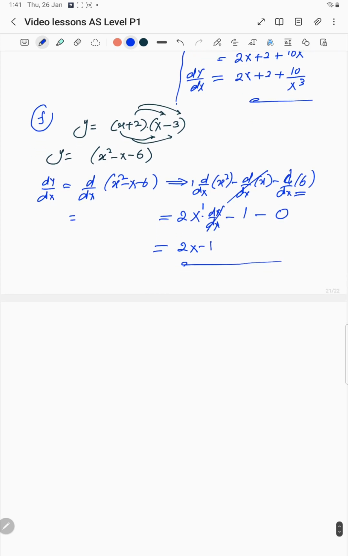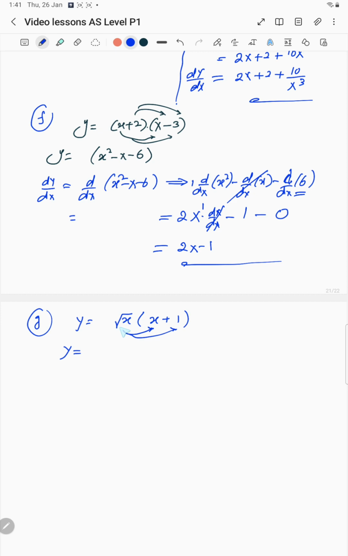Okay, let's do more questions. If you are given y equal to square root x into x plus 1, how to differentiate? As I told you, you need to first expand this, simplify it, and then start differentiation.